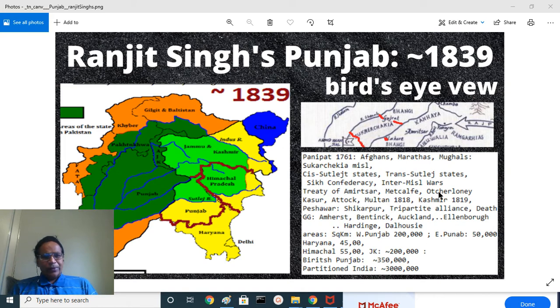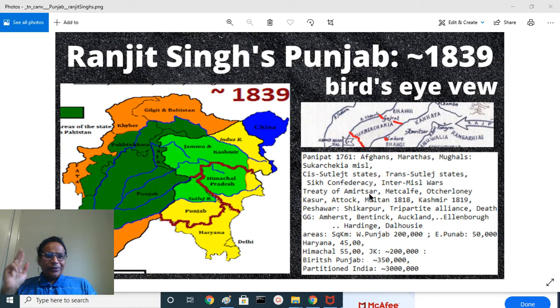Ochterlony was sent with a major army to resist the invasions or wars of Ranjit Singh across the Sutlej. And at the same time, Charles Metcalfe was sent as a diplomat, and he met Maharaja Ranjit Singh, and both of them negotiated and it resulted in the Treaty of Amritsar. The Treaty of Amritsar was made in 1809. That is 30 years before the Maharaja died. What does the Treaty of Amritsar say? We call it the Treaty of Amritsar, Amritsar 1.